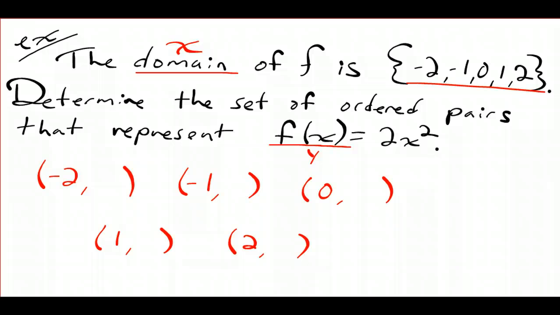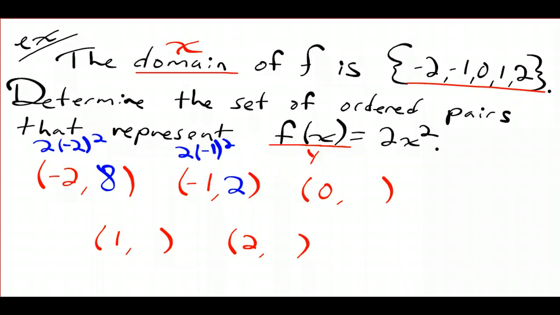So if I plug in -2 into my function so that I have 2 times -2 squared, well, -2 squared is 4. 4 times 2 is 8. Do the same thing with -1. 2 times -1 squared. -1 squared is 1. 1 times 2 is 2.